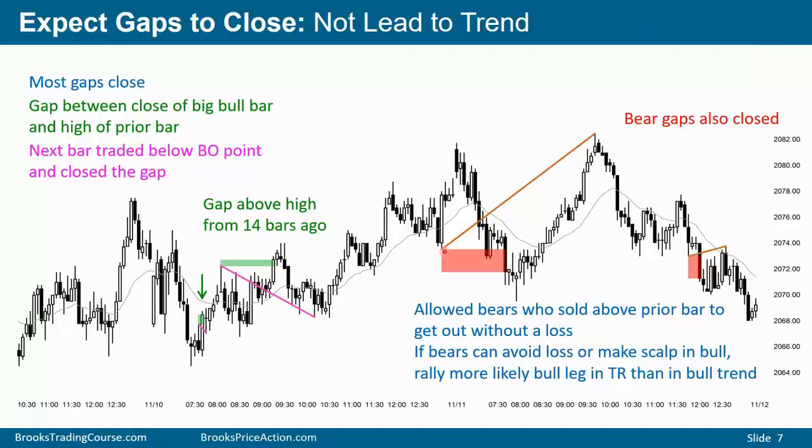We have a gap right here, this close and that low, and a bigger breakout here, this close and that low. And look at the pullback. The pullback went above the top of the bear swing. So bear gaps are also closing, just like the bull gaps are closing, and that's one of the characteristics of a trading range.